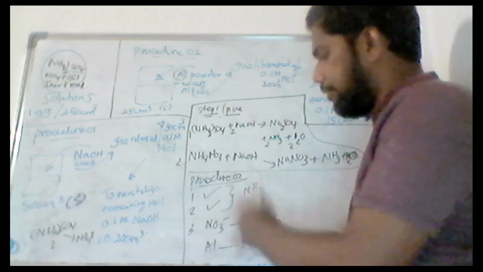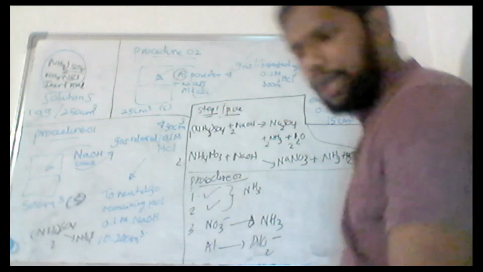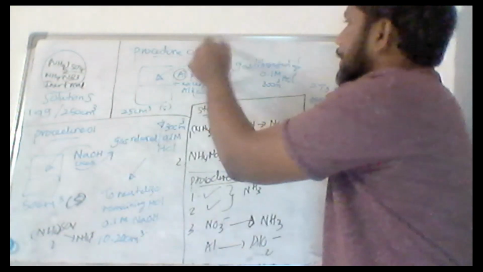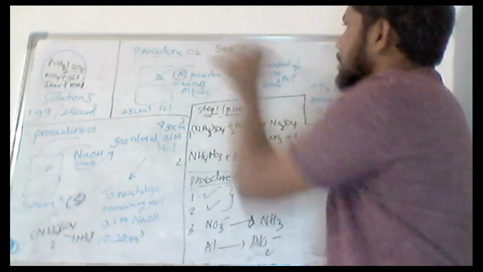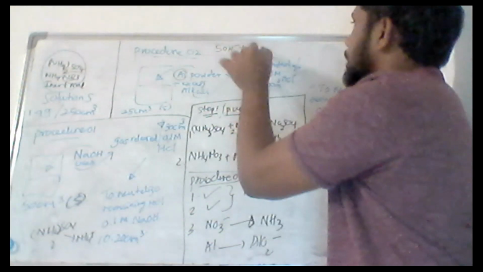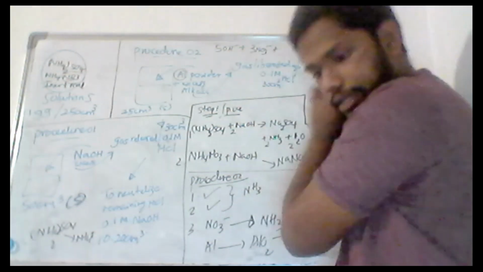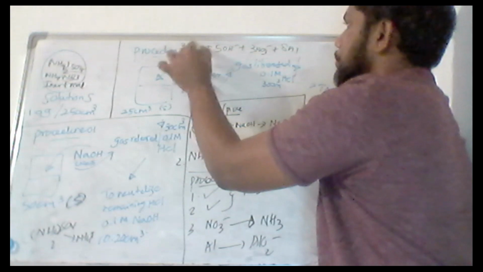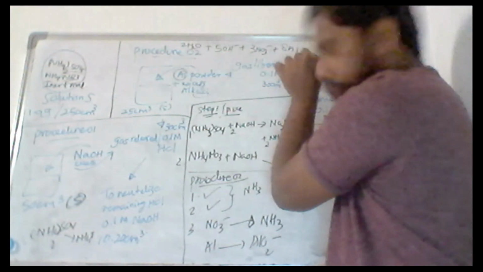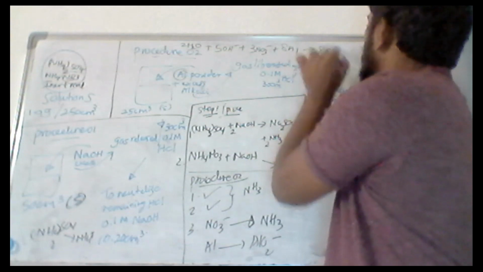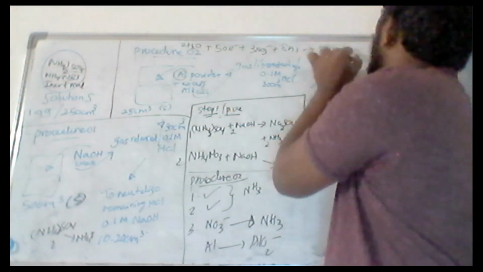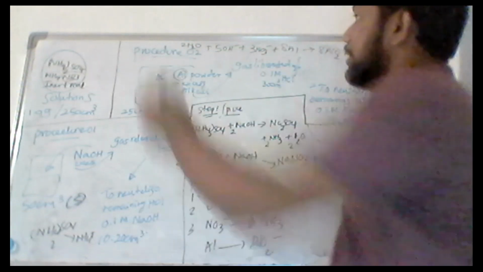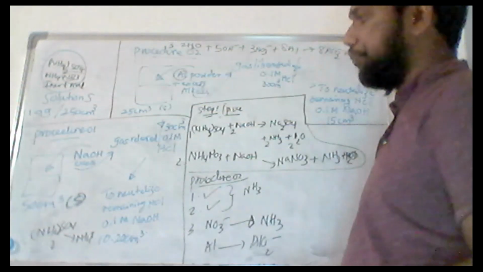So the overall reaction, if I write the overall reaction that is happening here, I will write here somewhere: 5OH minus is going to react with 3NO3 minus and 8 aluminium, and I will write here 2H2O, is going to give you 8AlO2 minus and 3 ammonia, right? So this is our third reaction from procedure 2.